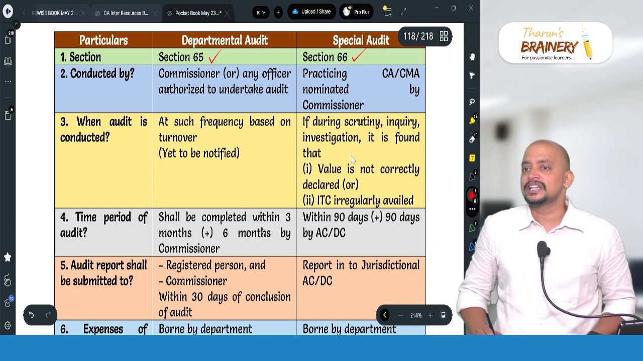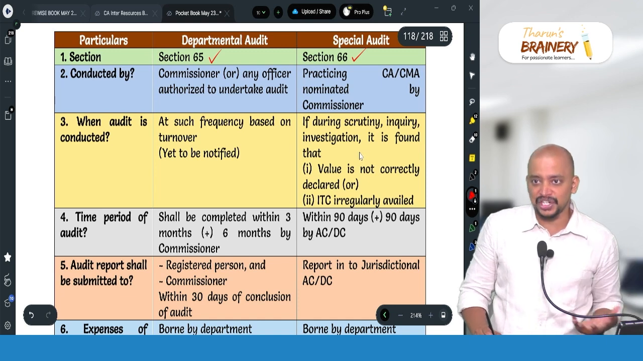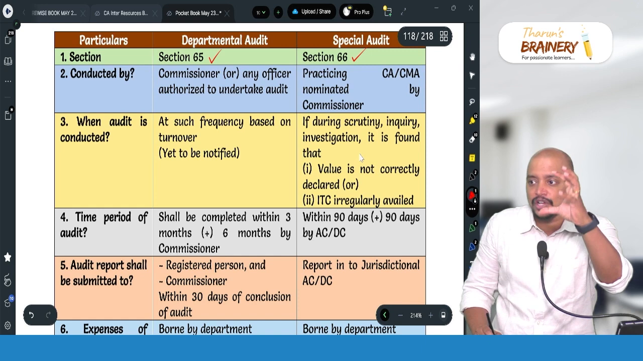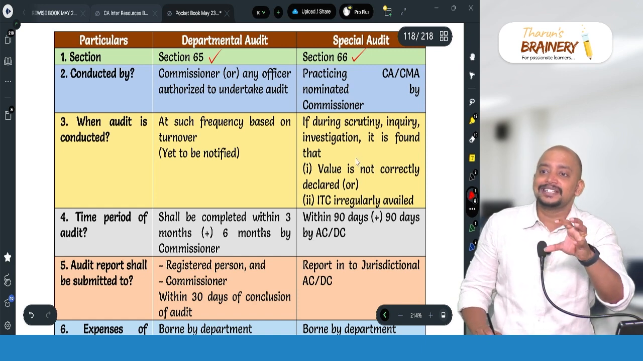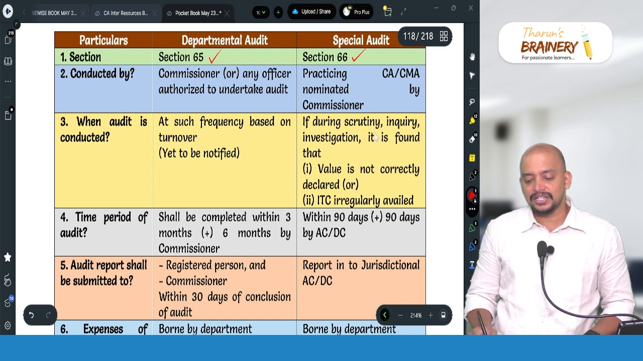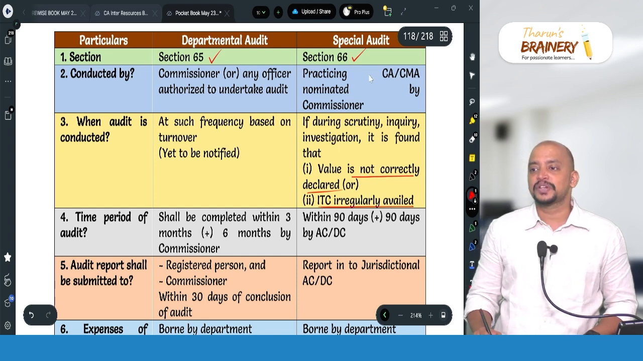Whereas special audit is ordered during any search, scrutiny or investigation. So if the proper officer is of the opinion that the valuation is not done correctly or the input tax credit is not availed properly, and during investigation, inquiry or scrutiny it is found that the value is not correctly declared or ITC is irregularly availed, then the special audit will be ordered by the proper officer.